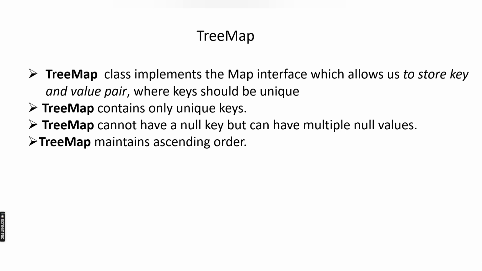But HashMap was unordered, LinkedHashMap was ordered, and TreeMap maintains the ascending order. So by default, it maintains the ascending order. And TreeMap cannot have a null key, but can have multiple null values. So TreeMap cannot store a single null key. Whereas in HashMap and LinkedHashMap, we were storing one null key and multiple null values. In TreeMap, we cannot have a null key. Now let's see in demo how to declare a TreeMap and how to add the values inside the TreeMap.